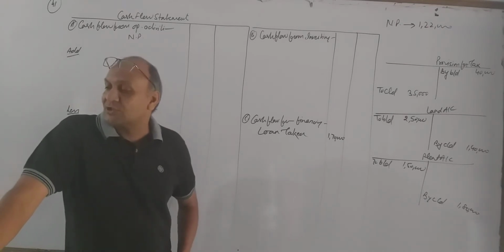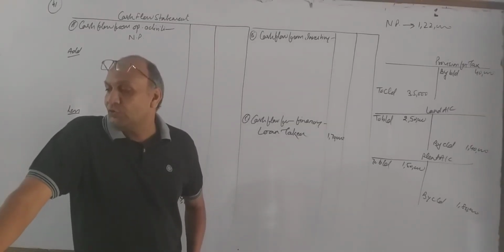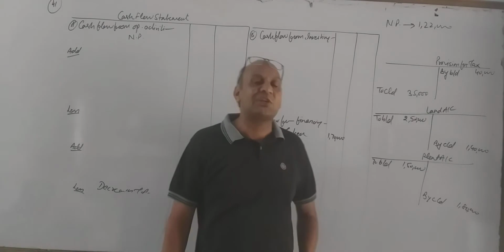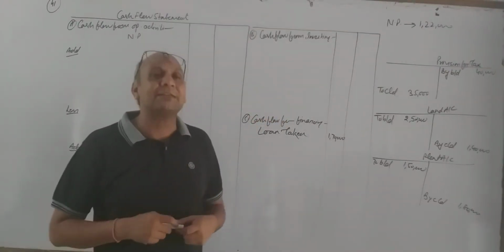In intangible assets we have given goodwill. Last year goodwill is 50, now it's 60. First time our intangible assets are increasing.